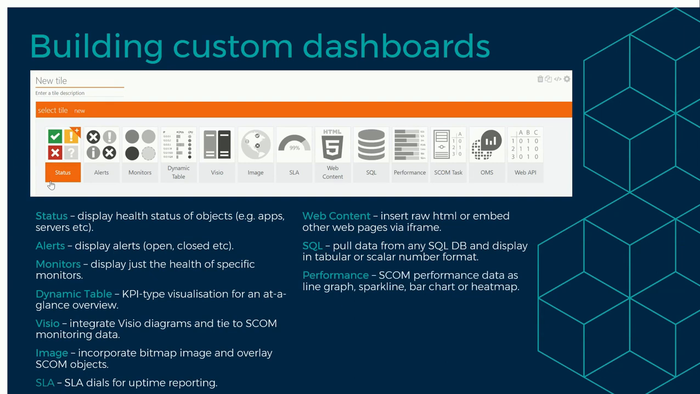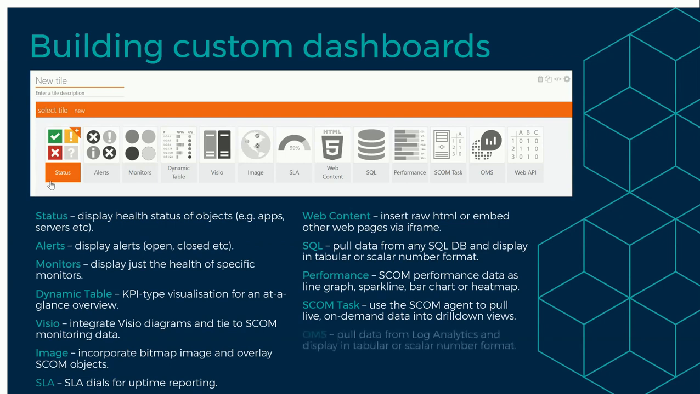Performance is visualization of SCOM performance data, and you can do that either as line graph, sparkline, bar chart, or heat map, as is most appropriate. SCOM task is certainly a more advanced use case. This allows you to use the SCOM agent to pull on-demand data automatically into your drill down views. I'm not going to go into too much detail around that now. As I say, that's an advanced use case, I would say.